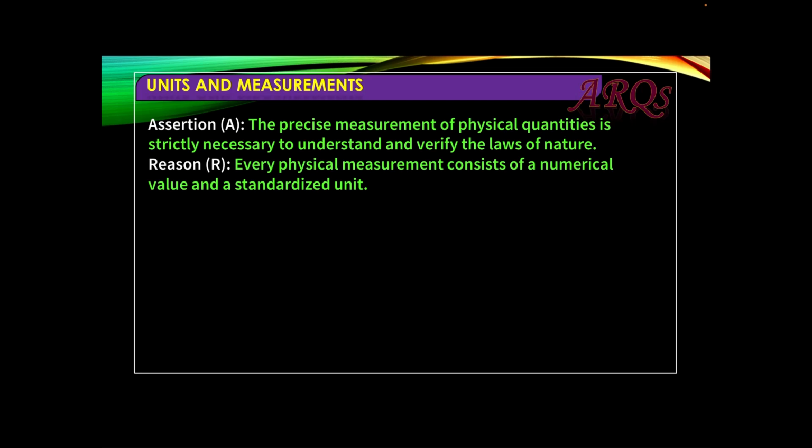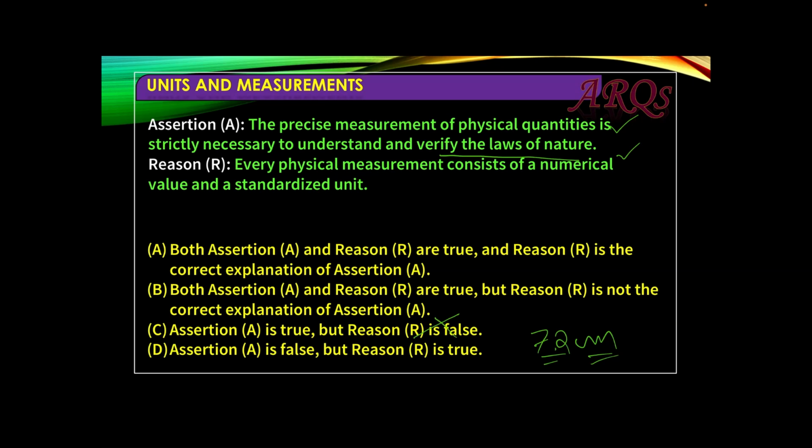Next is assertion, reason types of questions. Look at the assertion given. The precise measurement of physical quantity is strictly needed to understand and verify the laws of physics in nature, which is true. Let's read the reason. Every physical measurement consists of a numerical value and a standard unit. That is also true. Now, let's see the choices. This says reason is false, wrong. This says assertion is false, wrong. Now we have to think between A and B.